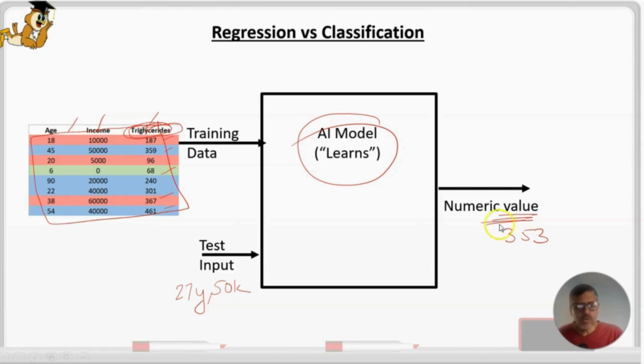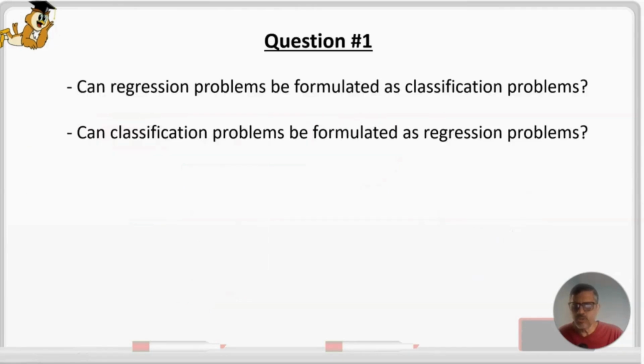Now when I was studying classification and regression, there was one question that came to my mind that I want to share with you. I was wondering, can regression problems be formulated as classification problems, and vice versa? Can classification problems be formulated as regression problems? Are these really two distinct categories of problems that require two different techniques, or is one of these cases simply a special case of the other?